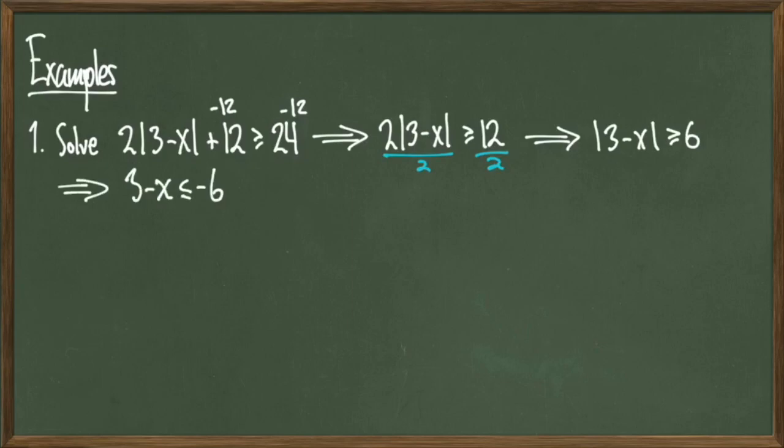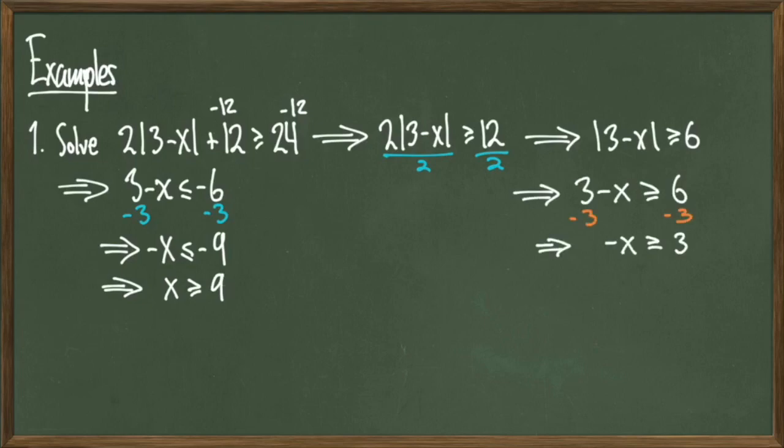To set up my first inequality, I drop the absolute value bars and I set 3 minus x less than or equal to negative 6. As I try to solve this inequality, I find that x is greater than or equal to positive 9. To set up my second inequality, I again drop the absolute value bars and set 3 minus x greater than or equal to 6. And I solve this inequality and I get that x is less than or equal to negative 3.